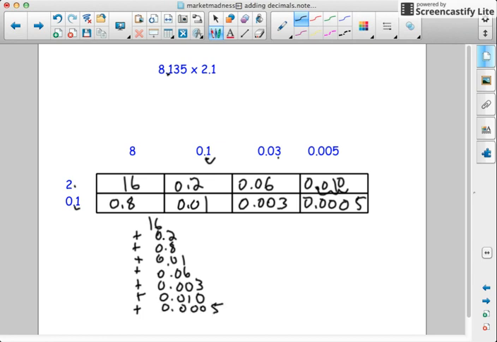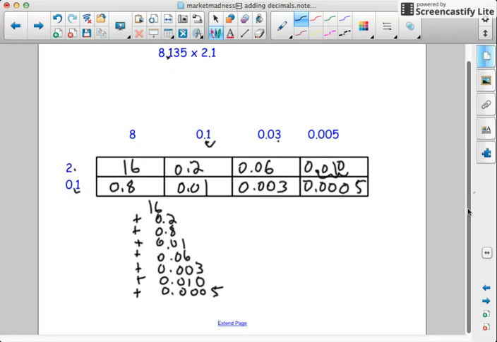So you can see how important it is to make sure you line them all up properly. So this gives you 3, 5. This would be 8, 10. So put the 0, carry the 1. This would be 7 and 1. So 17.0835.